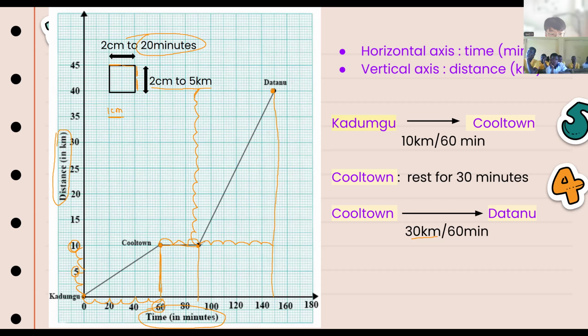That's when we draw from this point in Cool Town all the way to Datanu, which is here. So that is how we draw a graph based on this scale. Okay, nice. So we can move on to the next part of the question.